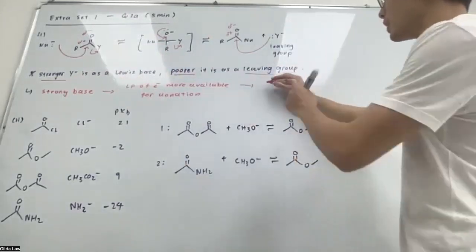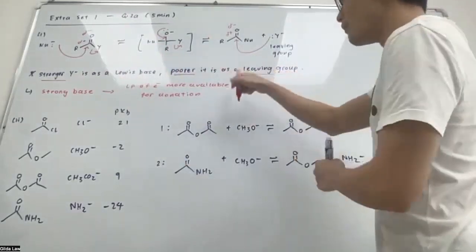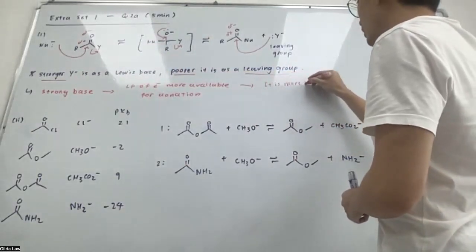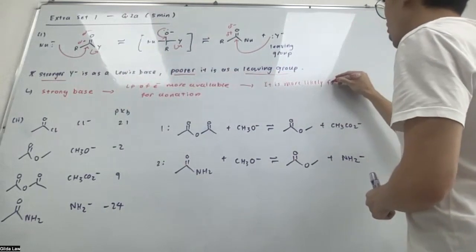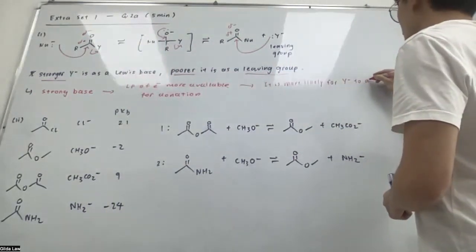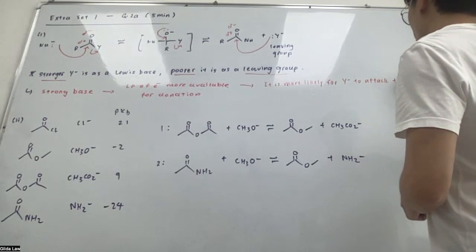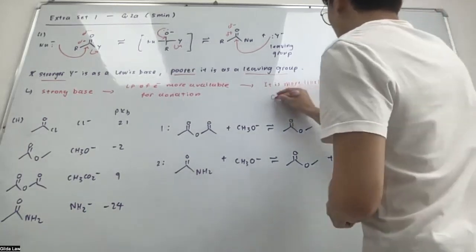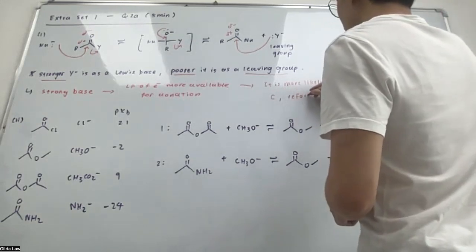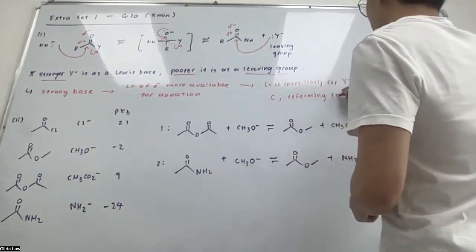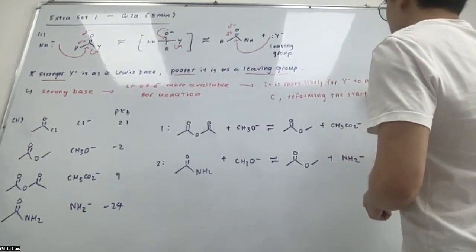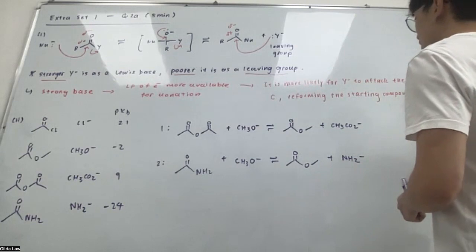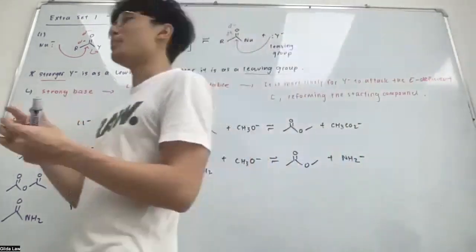So in other words, you just need to tell me that the more available for donation, the more likely for Y minus to attack the electron deficient carbon, reforming the starting compound. This is the main part. A bad leaving group will reverse the reaction. That's why you get back the starting reagent. So that's the principle behind this question.